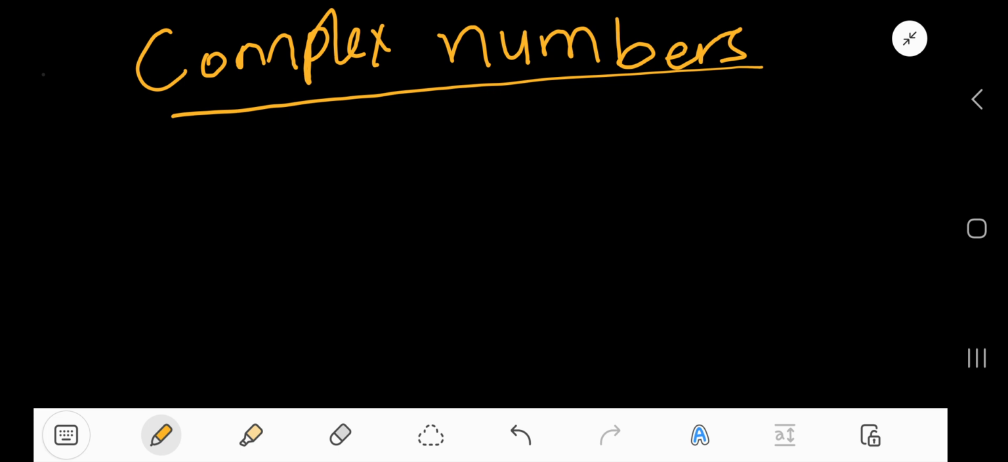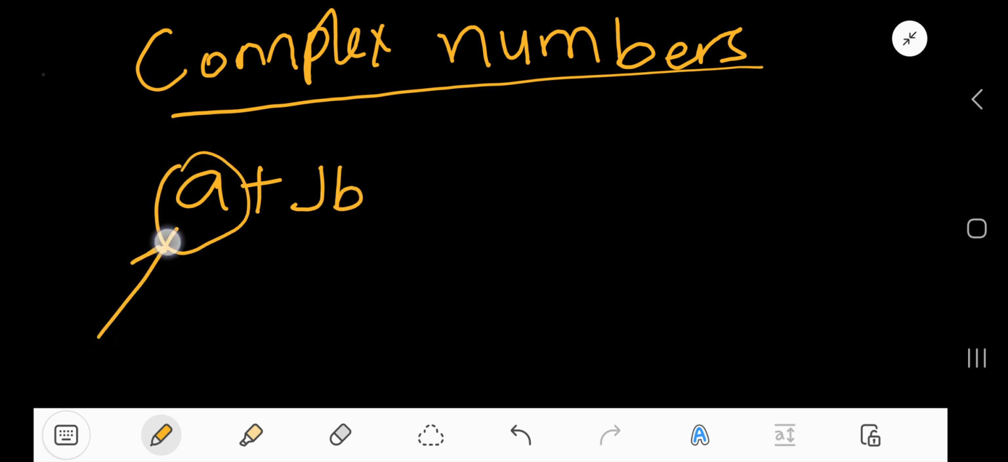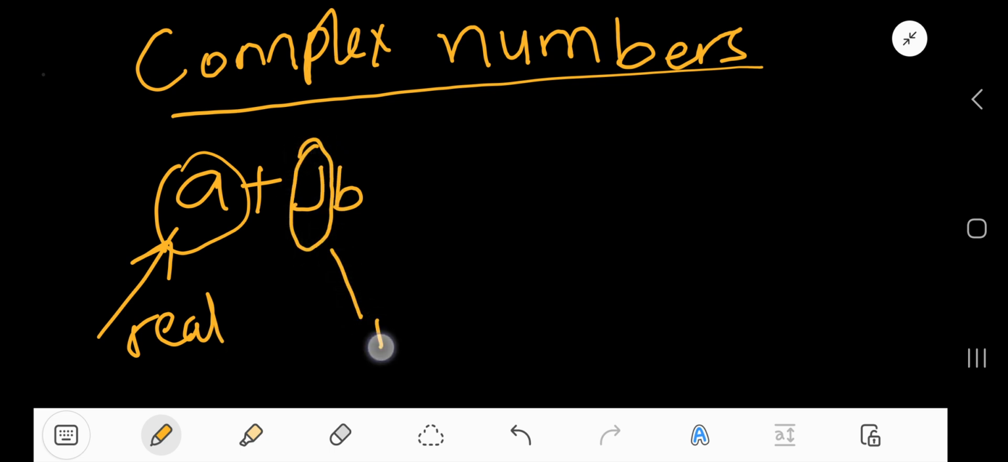A complex number is a combination of a real number and an imaginary number. For instance, we have something like this: a plus jb. For the left hand side, this is the real number, and for here, this is the imaginary part. The j is the imaginary number. Being attached to b means that this part is the imaginary part.